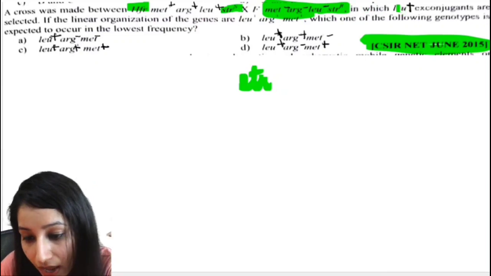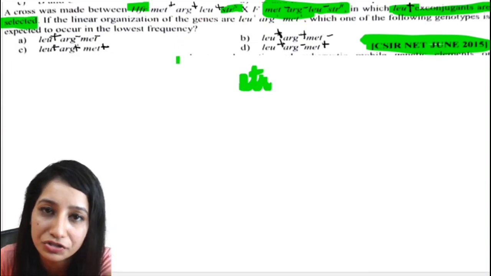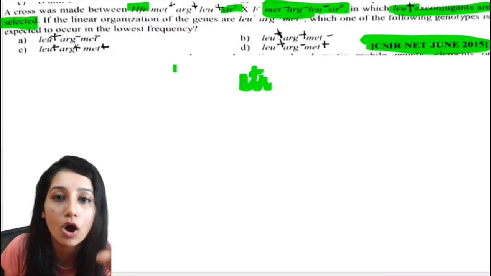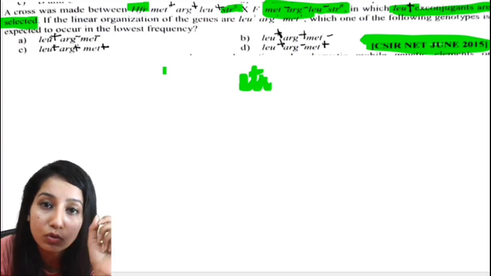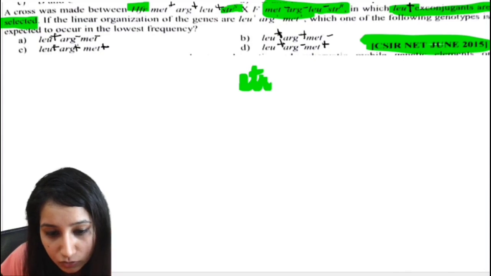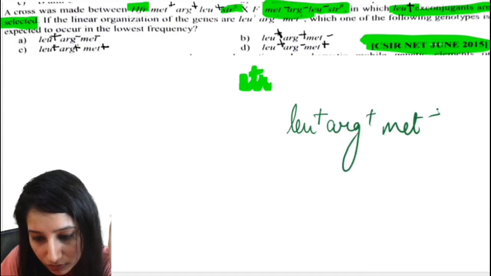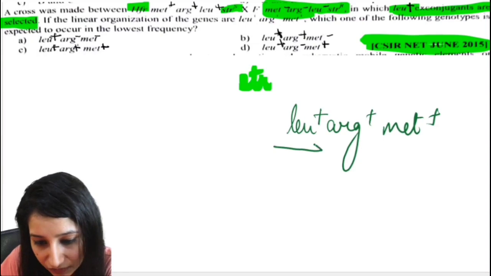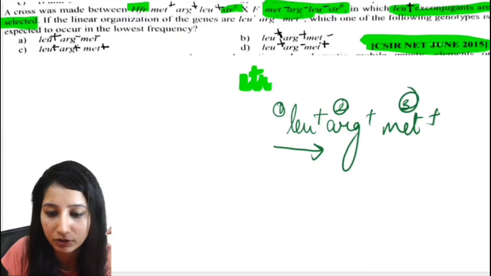We have seen this, in which leucine positive X conjugates are selected. What are X conjugates? X conjugates are those that have just gone through the conjugation process and are now separated. So whom are we considering? Those that have leucine positive. The linear organization of the genes, they have shown the gene sequence also: LEU positive, ARG positive and methionine positive. So this is the gene sequence and transfer will be like this. This is the first gene to be transferred, this is the second and this is the third to be transferred.